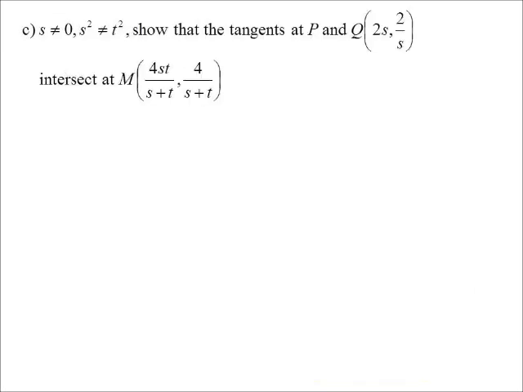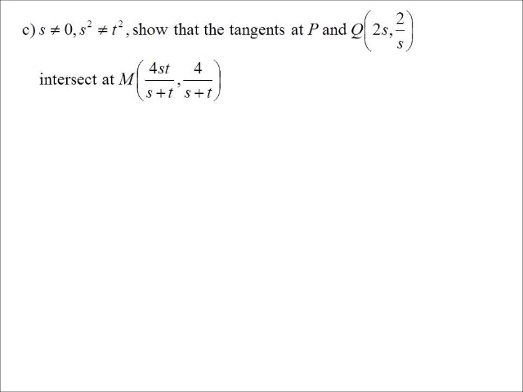So s cannot equal 0. And s squared cannot equal t squared. Show that the tangents at p and q intersect at this point here, m. Don't worry too much about the s can't equal 0 and the s squared. Like, s can't equal 0. Reason? Have a look at the coordinates of q. I mean, if s was equal to 0, you wouldn't have a y value. S squared can't equal t squared. I'm sure we'll find out as we go through this question why that's so.